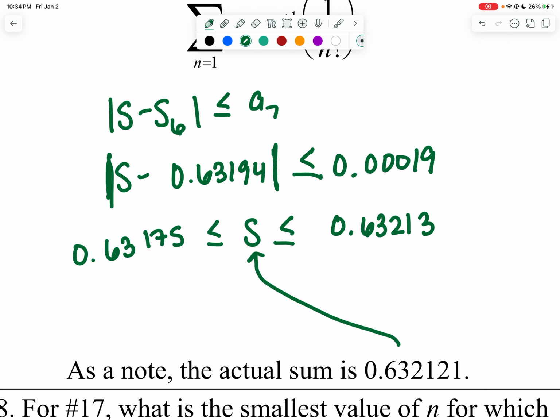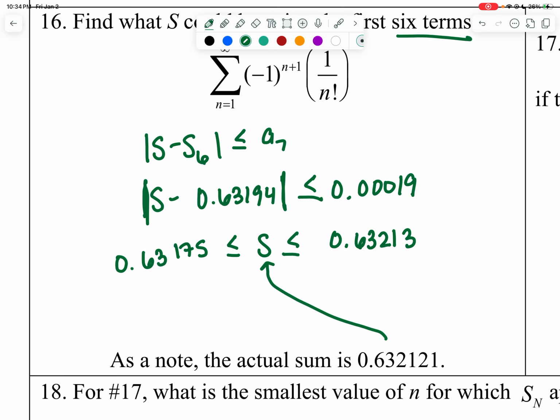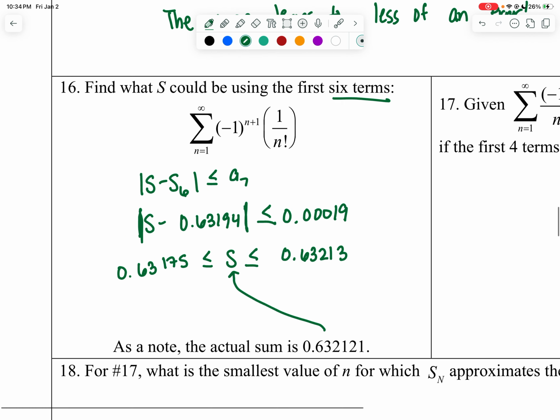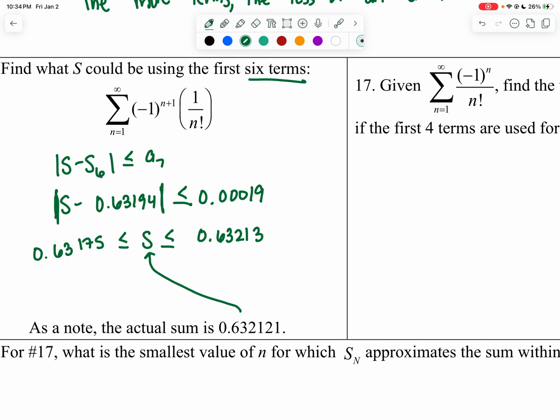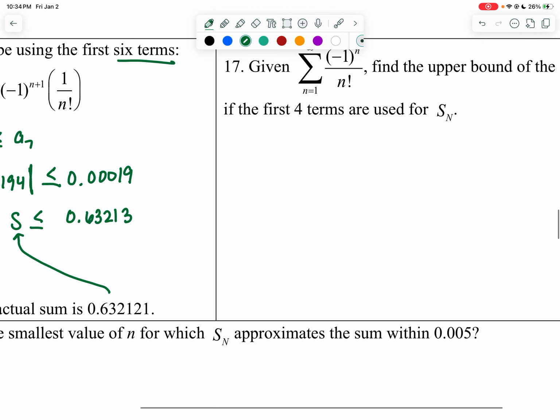Like I said earlier, the more terms we have, the more accurate our sum is going to be, which means that's the less of an error that we're going to have. So we're going to look at number 18 closely whenever we do 17 in terms of the smallest value for which the partial sum approximates within 0.005.